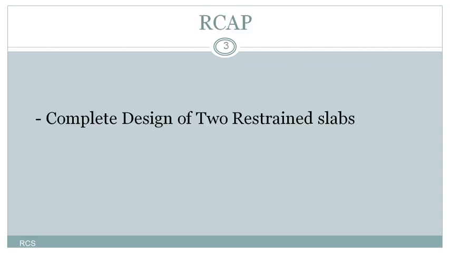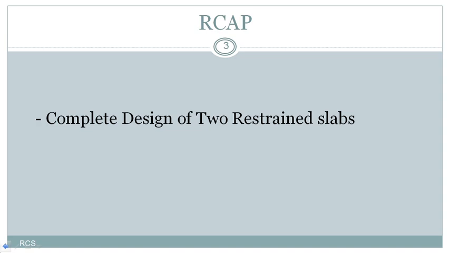So let us recall what we discussed in the previous class. In the previous class, we discussed a complete design of two-way restrained slabs. A restrained slab means the corners of the slab are held down, that is, lifting of the corners is prevented by providing a brick wall over it, or the construction of another floor over it, or the slab and beam being cast monolithically. By means of this type of fixity, we can make our slab restrained.